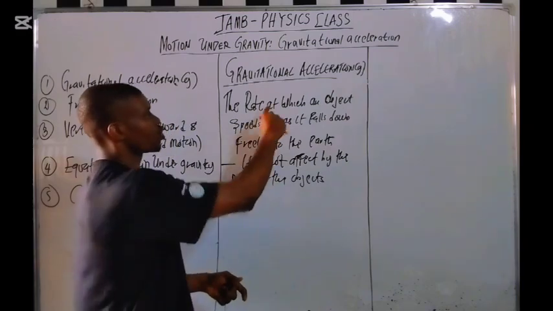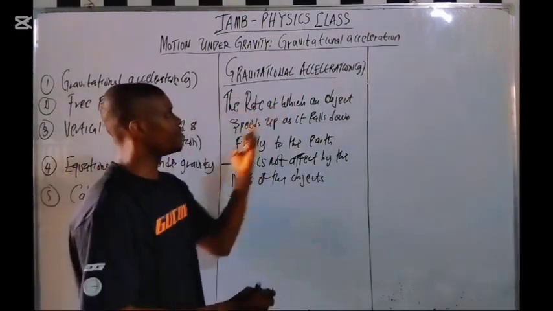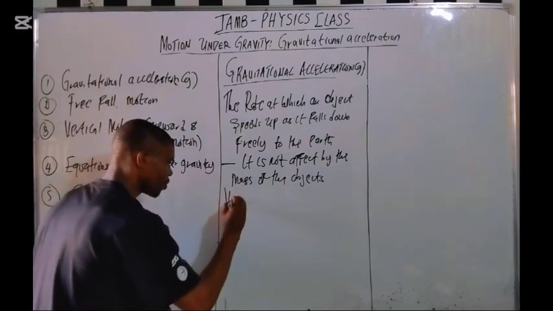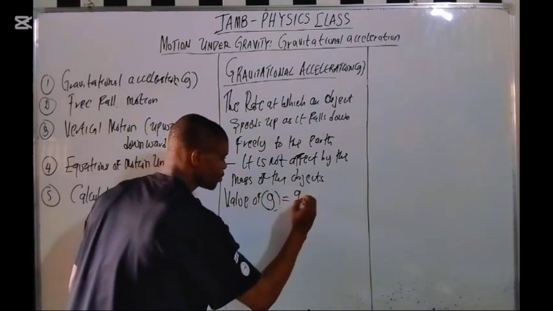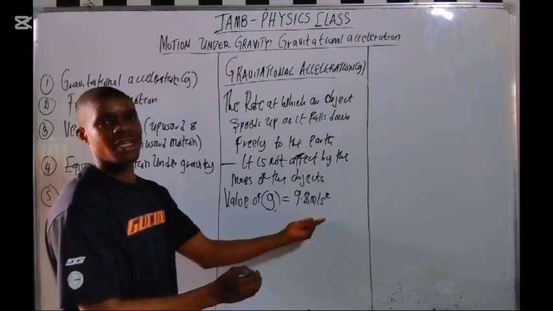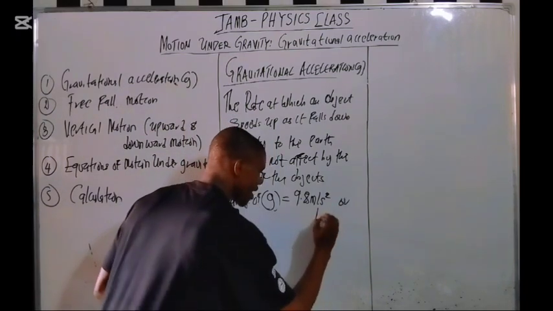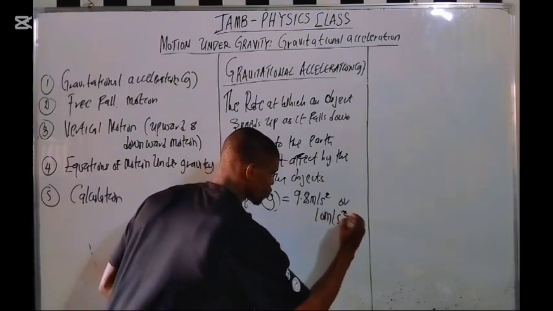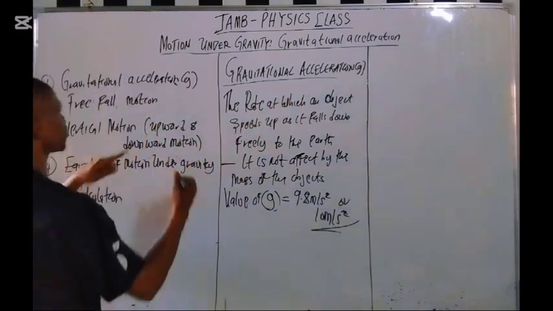Now, the mass of the object does not affect the gravitational acceleration, and the value of g, which is called the gravitational acceleration, is 9.8 meters per second square. Now, it can be taken as 10, okay, for calculation. You can see it as 10 meters per second square. So that is everything to understand about gravitational acceleration. So you are done with this one here.